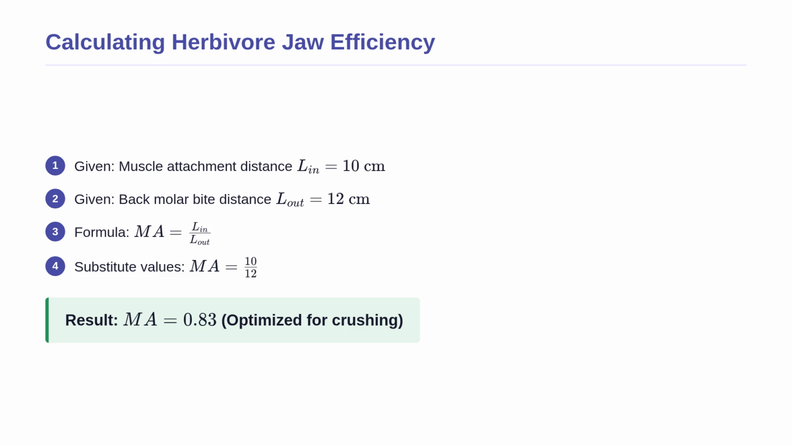Again, we use our mechanical advantage formula. We substitute 10 for the in lever and 12 for the out lever. Notice how these numbers are much closer to each other now. Dividing 10 by 12 gives us a final mechanical advantage of 0.83. Physically, this higher value indicates a massive increase in force transmission. This explains exactly how herbivores generate the immense, sustained crushing forces required to break down tough plant fibers all day long.